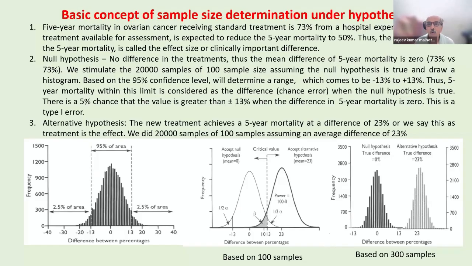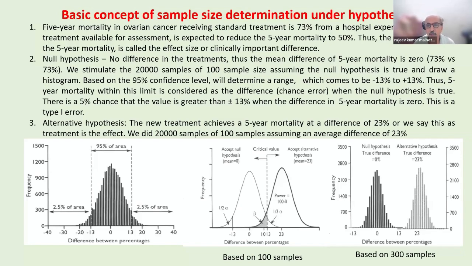Now, what is my null hypothesis? My null hypothesis says that there is no difference in the treatment. So in hypothesis testing we have a null hypothesis and an alternative hypothesis. The alternative hypothesis is opposite to the null hypothesis. You first decide your alternative hypothesis, what you want to prove from the study, and the reverse of that is called your null hypothesis.